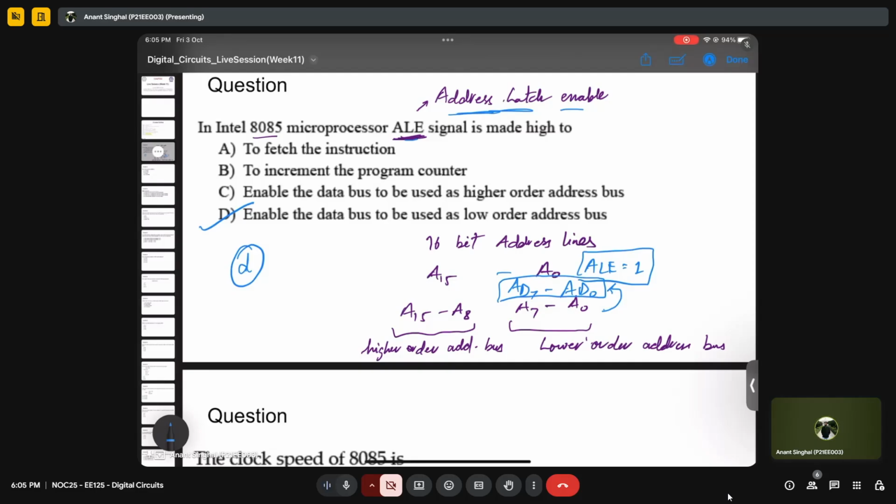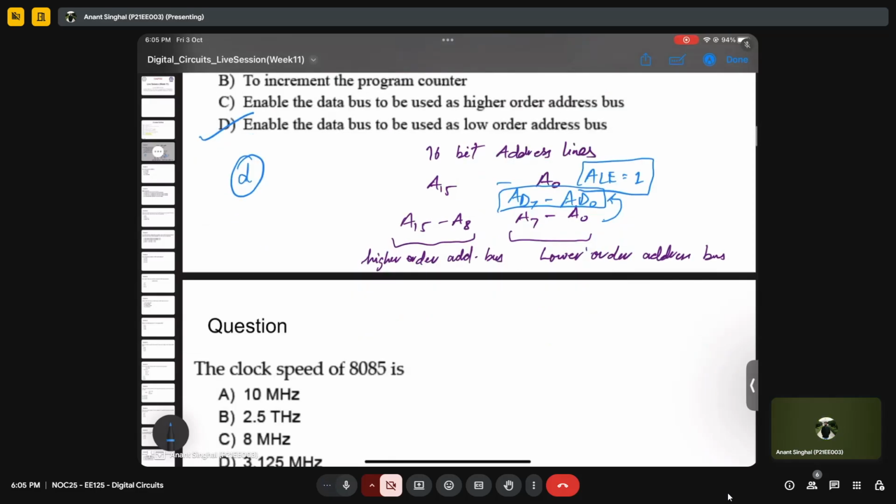I hope it is clear. Some of the questions are very straightforward, so I'll just try to explain in very basic terms and we'll move ahead. So this is the next problem.